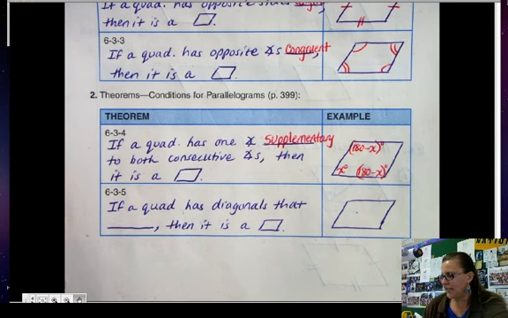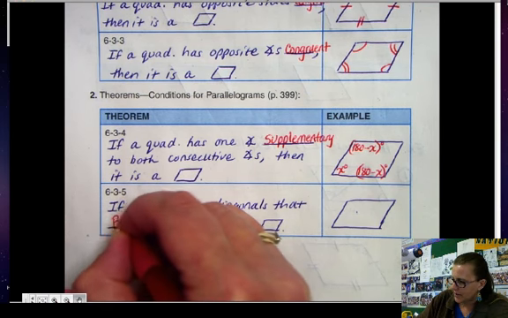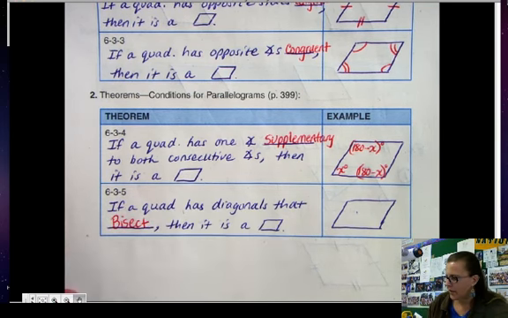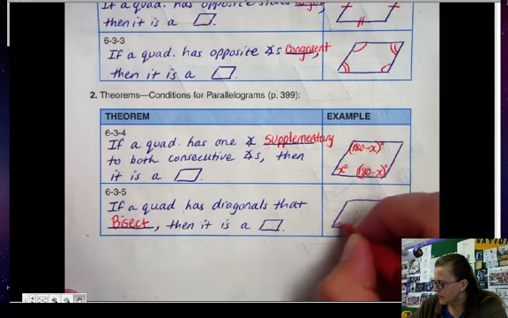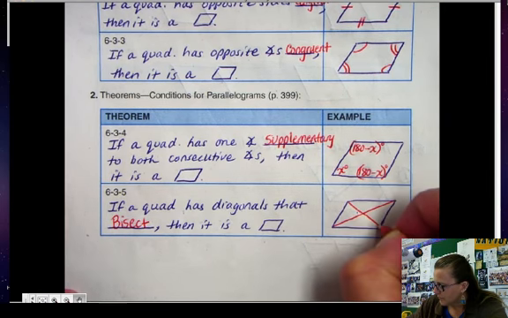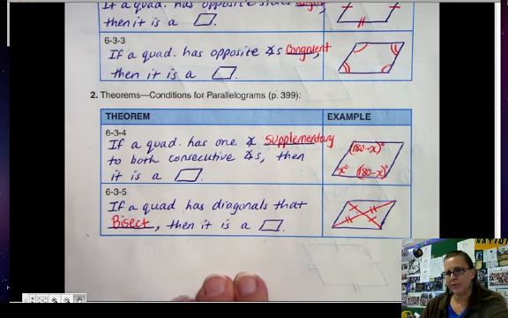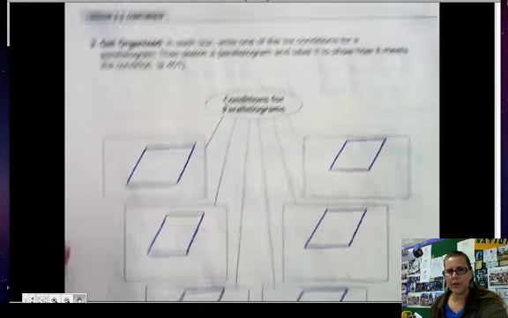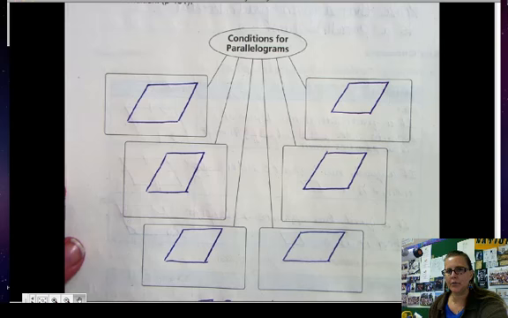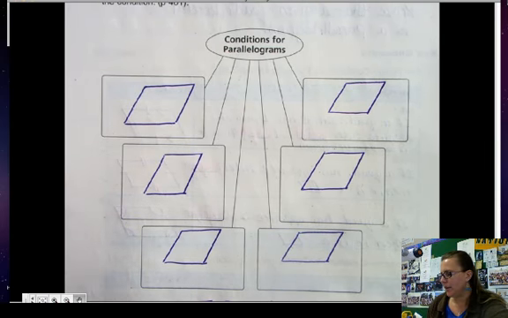And the last way is if the quadrilateral has diagonals that bisect, then it is a parallelogram. So that looks like this. And once again, this is just the converse of what we did last lesson, okay? So those are the 5 different ways. There's also one more way that we'll do right now. So there are actually 6 ways to prove that a quadrilateral is a parallelogram.